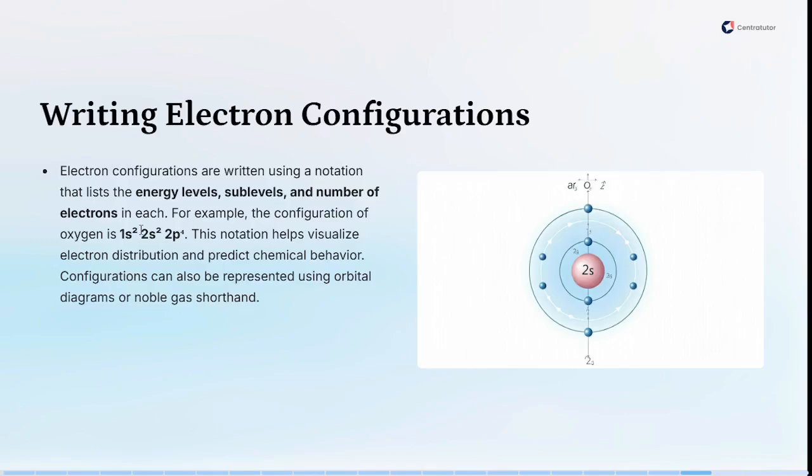This notation helps to visualize the electron distribution and predict chemical behaviors. The configuration can also be represented using orbital diagrams.